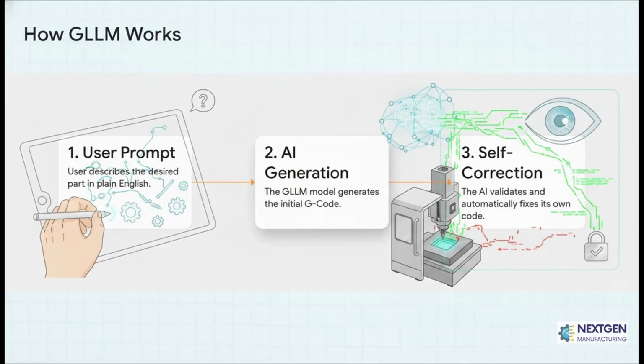So check this out. Here's how this system, called GLLM, actually works. A person just describes what they want in plain English. Something like, mill a square pocket that's 2 inches by 2 inches. The AI then generates the G-code to do it. But, and this is the absolute game changer, it then checks its own work. It runs its own internal validation, looking for mistakes, and then it corrects itself until the code is perfect. That self-correction loop is what makes this whole thing not just cool, but actually reliable.